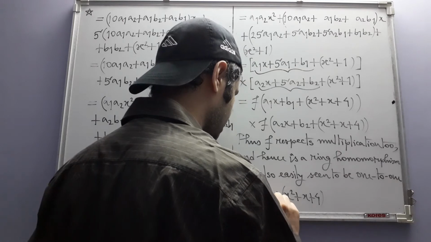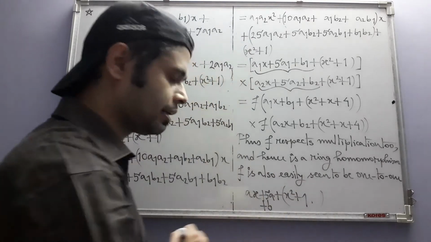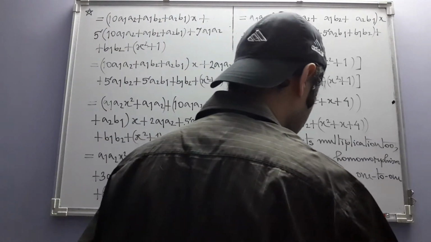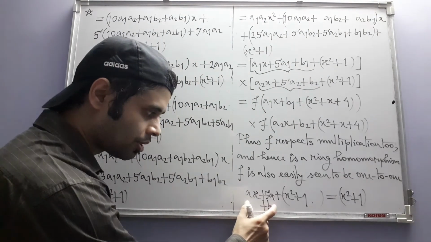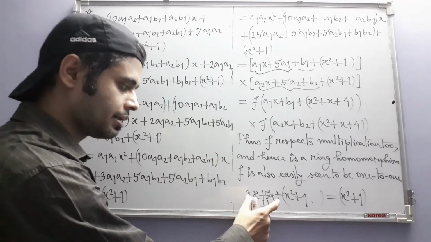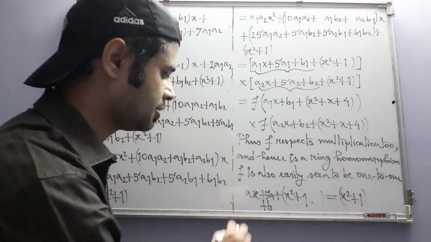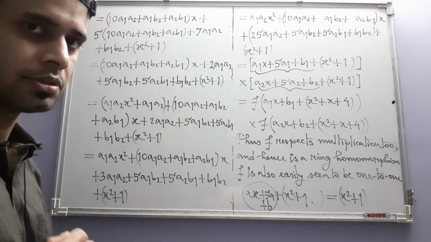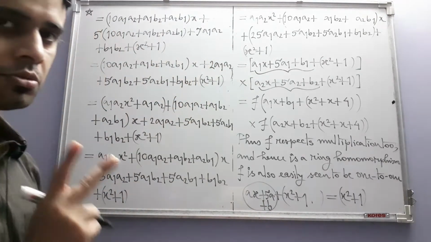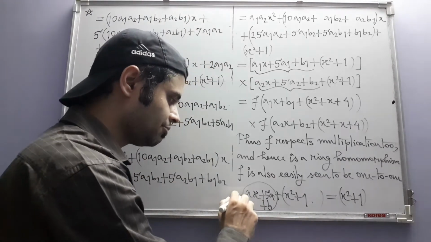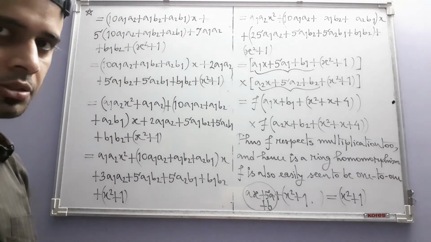Ax plus 5a plus b plus x square plus 1. This is the image of that element. If it becomes equal to the 0 element, then that means this polynomial, because it is either 0 or it has degree less than 2. So for this to happen, this polynomial must be equal to 0. That means a must be equal to 0 and 5a plus b, these two coefficients must be equal to 0. But if a is 0, then 5a plus b equal to 0 implies b is also 0.